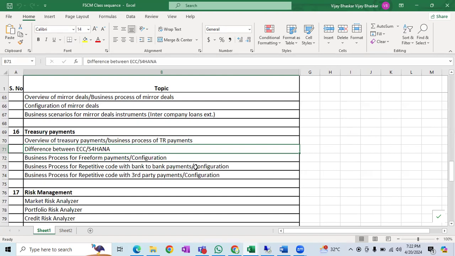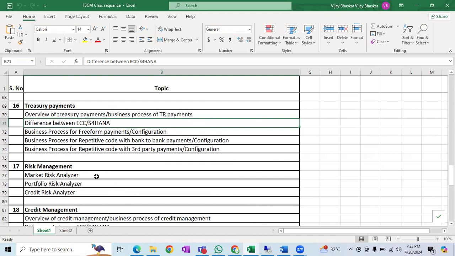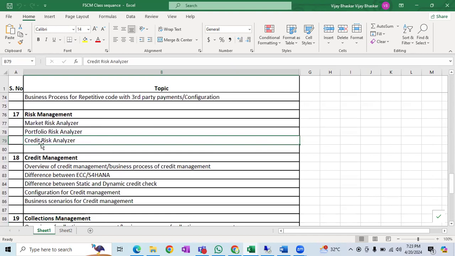Then repetitive codes with bank to bank transfer, and also the business process of repetitive codes with third party payments. What is meant by repetitive code, how the process takes place, I am going to cover in detail. Then market risk analyzer. Up to here we will be completing the treasury part. Then the next one would be risk management. Under risk management, I am going to cover market risk analyzer, portfolio risk analyzer, credit risk analyzer. Once this is completed, up to here we will be completing the treasury and risk management.